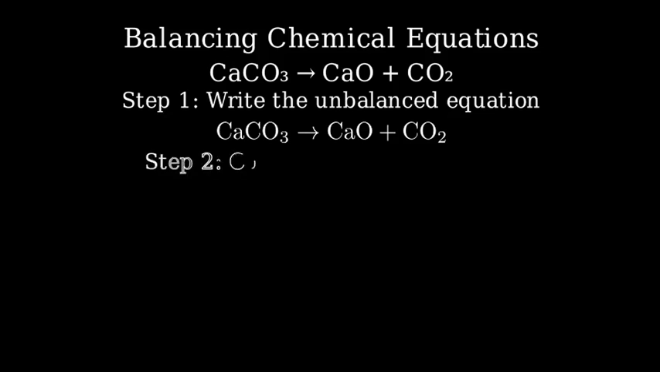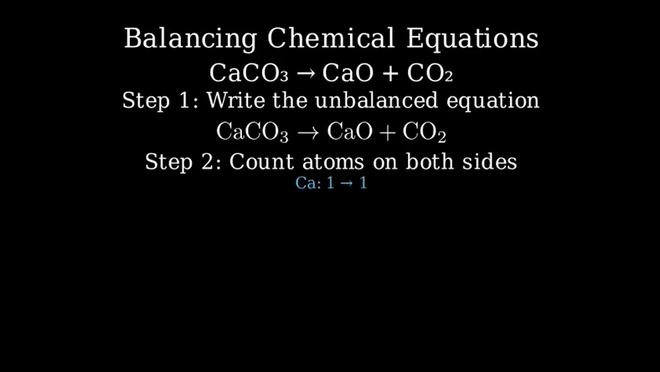Next, we need to count the number of each type of atom on both sides of the equation. Let's start with calcium. We have one calcium atom on each side. For carbon, we also have one atom on each side. Finally, for oxygen, we have 3 atoms on the left side in calcium carbonate, and on the right side we have 1 in calcium oxide and 2 in carbon dioxide, which also adds up to 3.